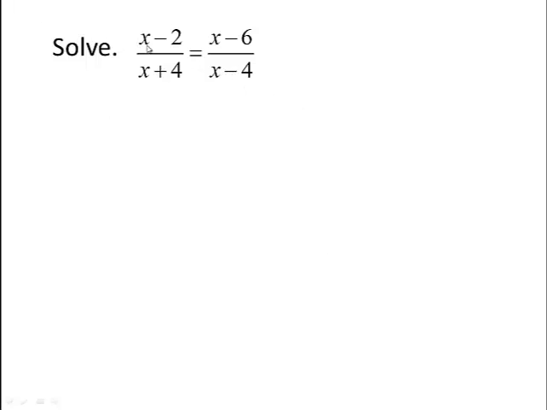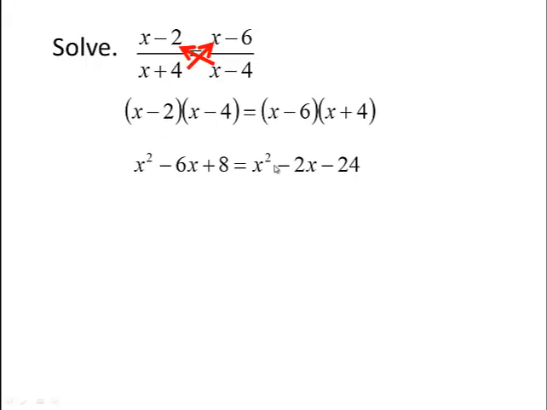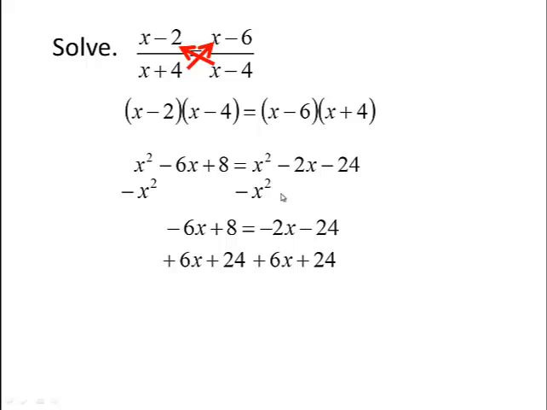Solve this proportion. So you're going to cross multiply like that. FOIL. Subtract x squareds. Add the 6x. Add the 24. And you can get 32 is equal to 4x. And x is equal to 8.